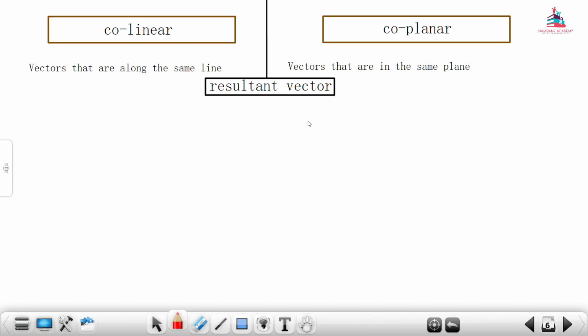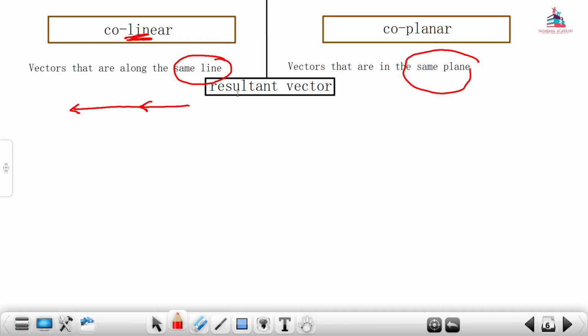Right, so we have two types of vectors. We have collinear vectors and coplanar vectors. So what is a collinear vector? They are vectors that are along the same line. That's why we call them collinear, because they are along the same line. And then we have coplanar vectors, vectors that are in the same plane. So the previous example is a collinear vector because they are on the same line. It was a push in this direction and also a pull in this direction. We did not have a coplanar vector, right?